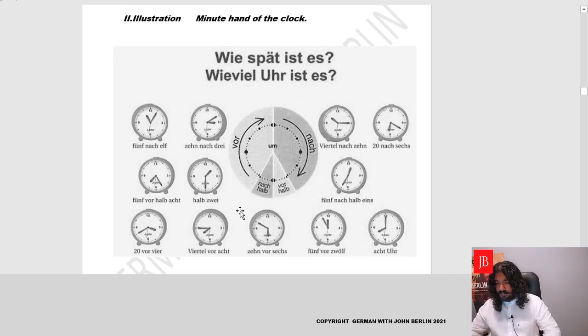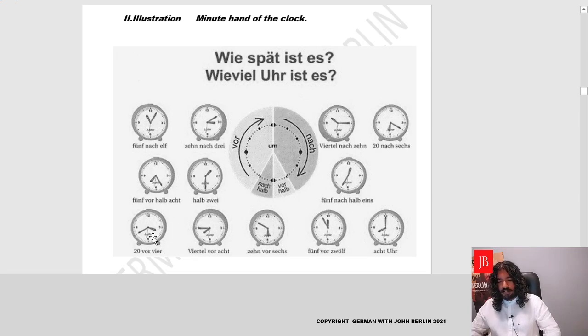it's 7:25. Okay, coming here, it's 5 nach halb 1. So what is 5 nach? It's 5 after. What is halb 1? Half of 1, which is 12:30. So it's 5 after 12:30. You can see it's 12:35. 5 nach halb 1. Perfect.